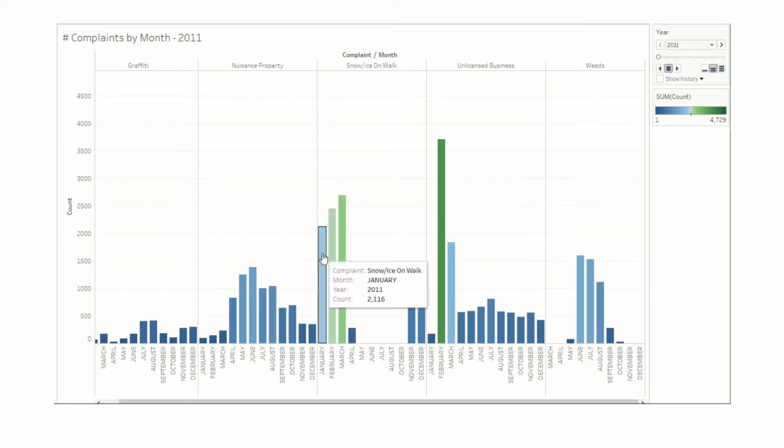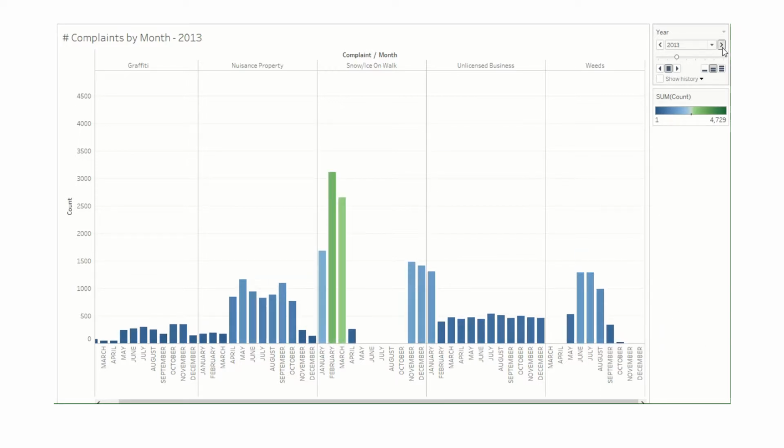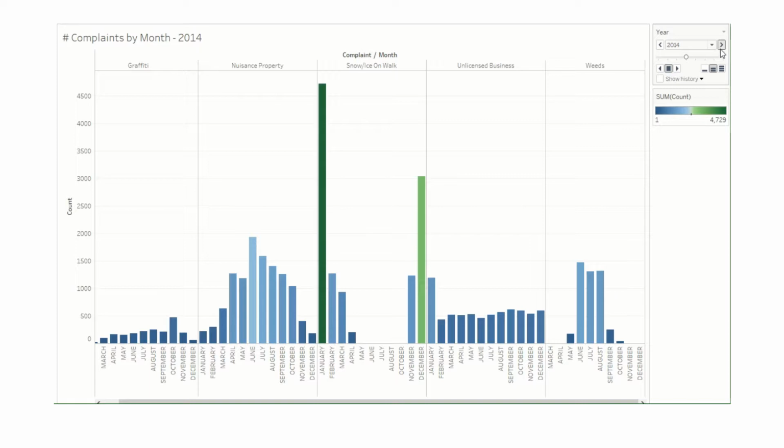The snow and weed complaints seem to be very seasonal. Snow complaints are usually in the winter months, whereas weed complaints are usually in the summer months. Also interesting to see is that the nuisance on property complaints usually rise during the summer months when there are more parties, there are more barbecues, hence more noise.